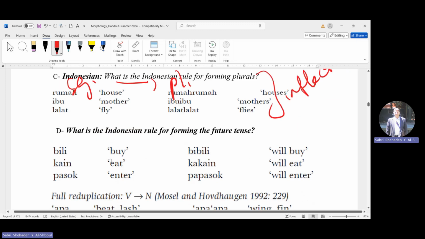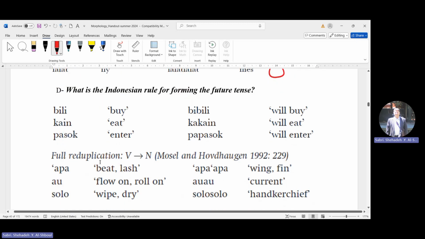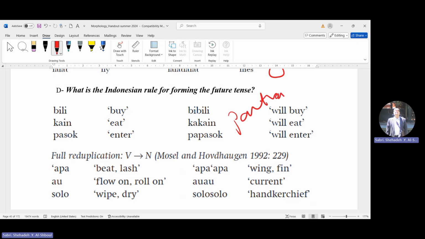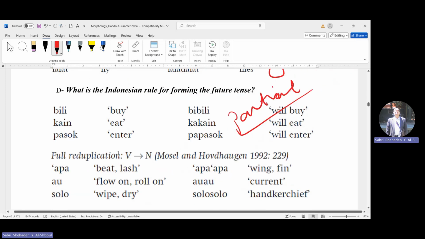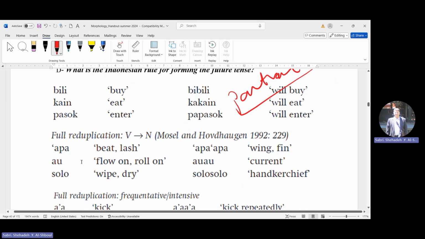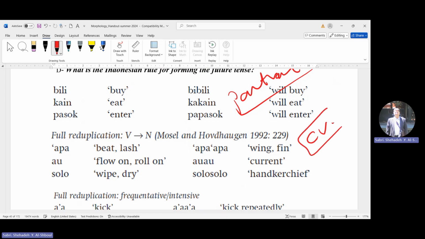Now, if we move to another Indonesian example, beli, bibeli; kain, kakain; masuk, mamasuk. We find here, dear students, that this kind of reduplication in this language is partial, not total or full, despite the fact that the example before is full. So here we have a kind of partial reduplication. We repeat the same syllable with the truncation of the consonant from the partially reduplicated form.